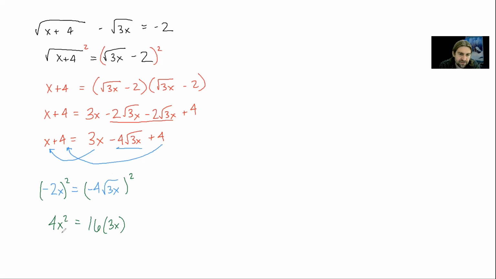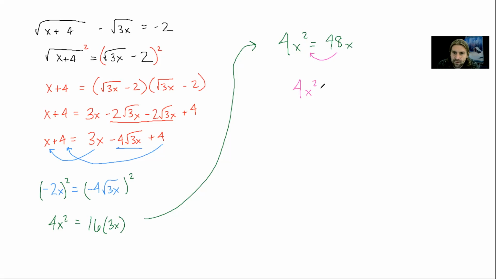All right, so let's try to simplify this here. I'll put it over here. We have 4x squared is equal to, all right, 16 times 3, that's 48x. So now what we got is a quadratic problem because we have an x squared. So we need to minus the 48x over, set it equal to 0. We need to make the equation equal 0.